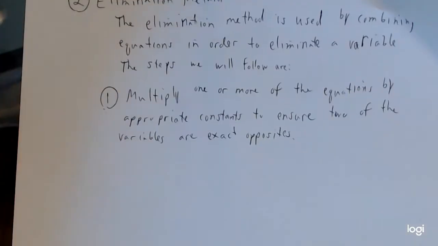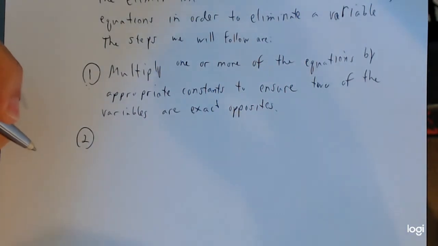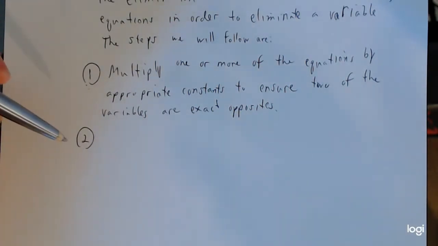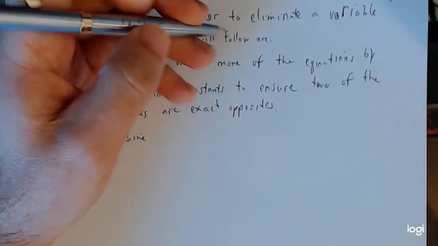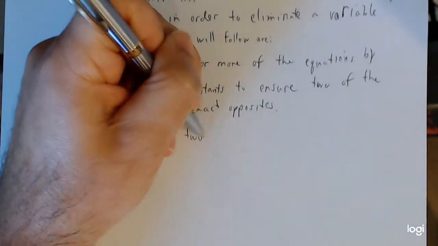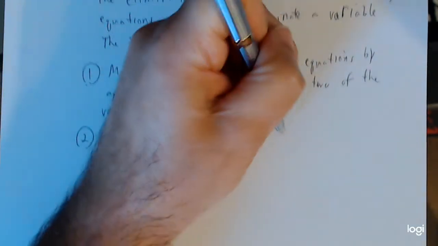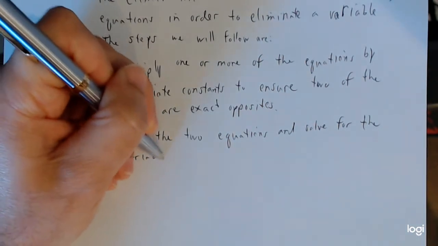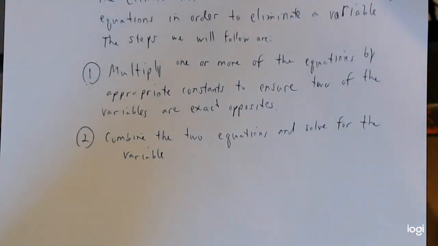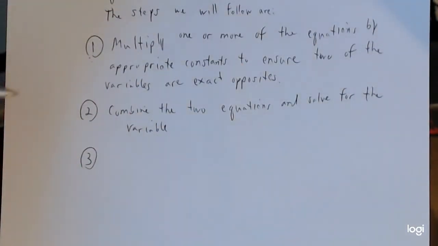Now, why do we want them to be exact opposites? Because if they are exact opposites, then we can just add them. And when we add them, the opposite variables will cancel out. So we're going to say combine the two equations and solve for the variable. So what's going to happen is when we combine the two equations, it's going to break down to a single variable, and then we could solve for that variable. And then once we do that, we can go back and find the other variable by substitution.